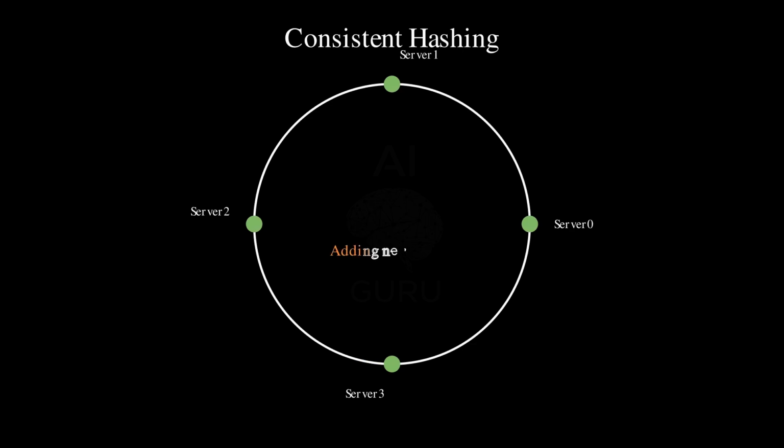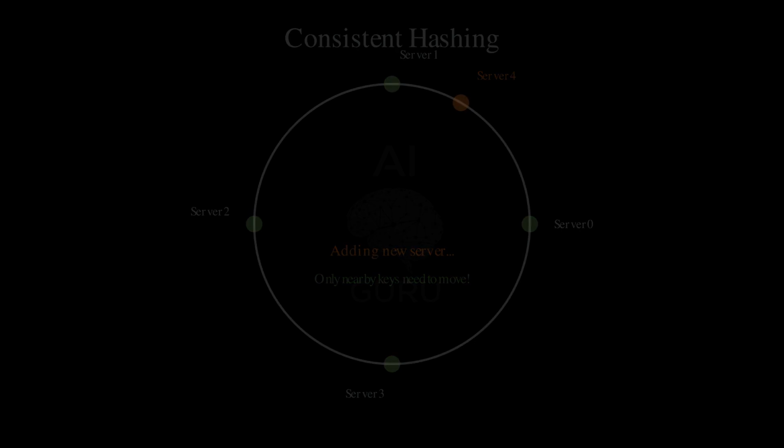So what happens when you add a new server? If you add a new server, only a small percentage of keys, those that are directly preceding the new node on the ring, need to be moved to the new server. All the other keys stay right where they are. So it minimizes the data movement during scaling events? It makes resharding practical, though it's still very complex.